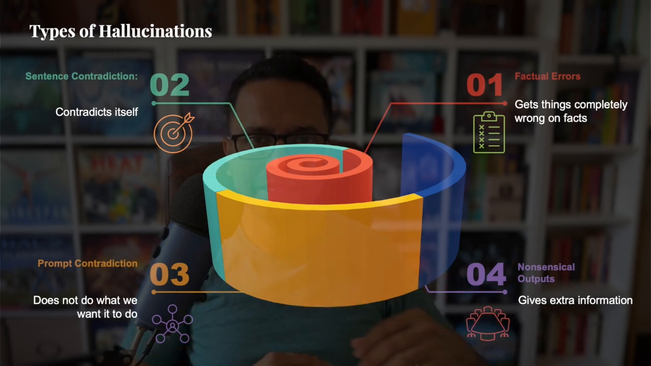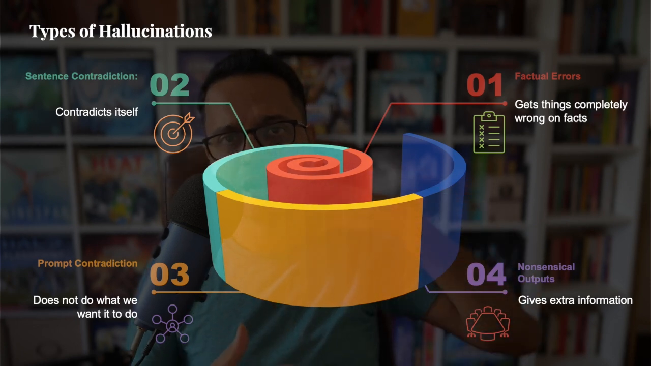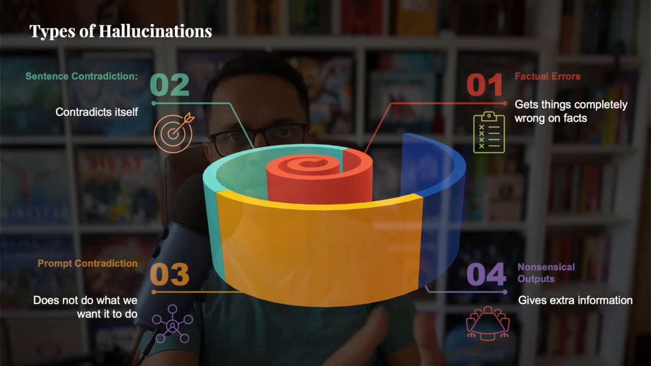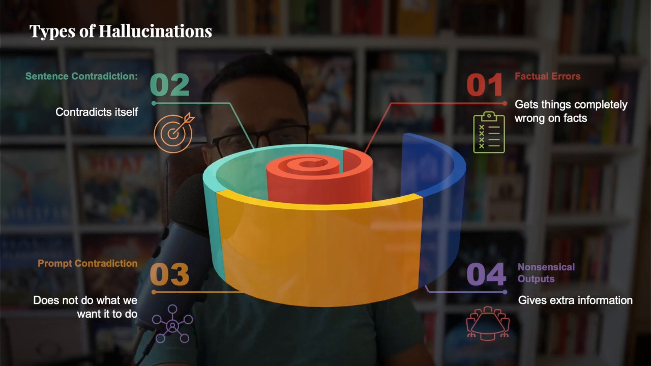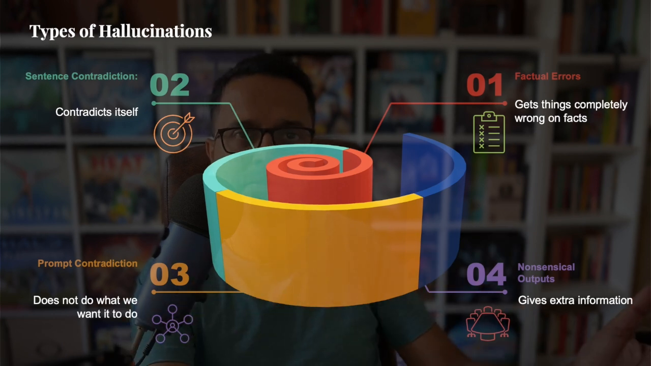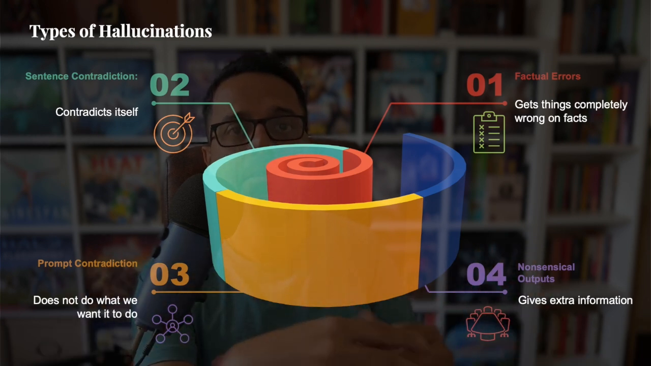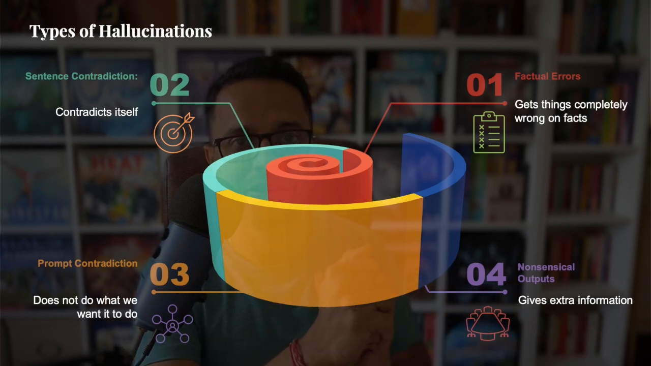Now, this is the least dangerous type of hallucination, but in some cases, I'll give you an example where I personally face this. It gives you extra information that you have not asked for. For example, you ask a question: what is the capital of France? And it says the capital of France is Paris. By the way, Paris is also the name of a singer. Now, I have not asked it to give this answer.